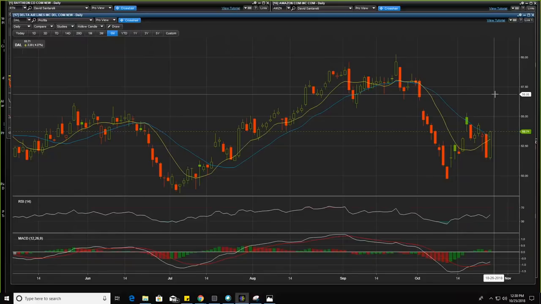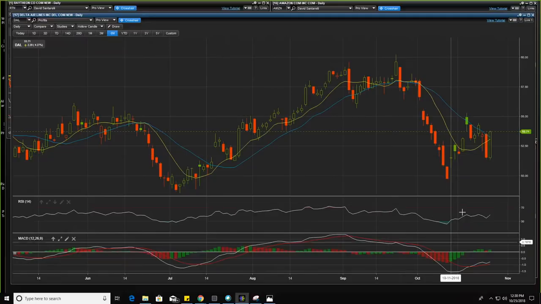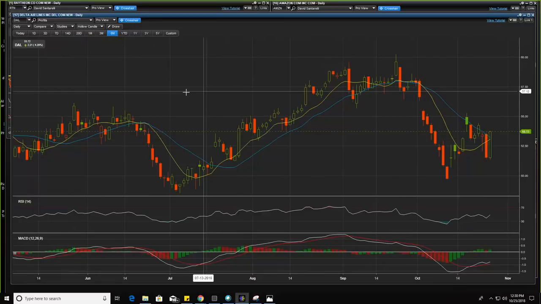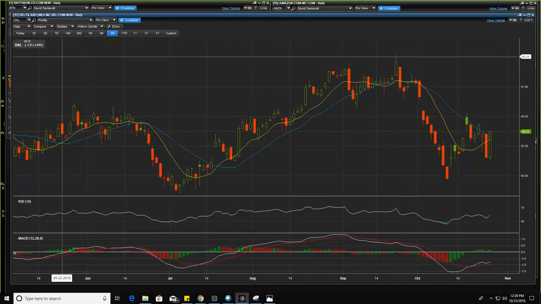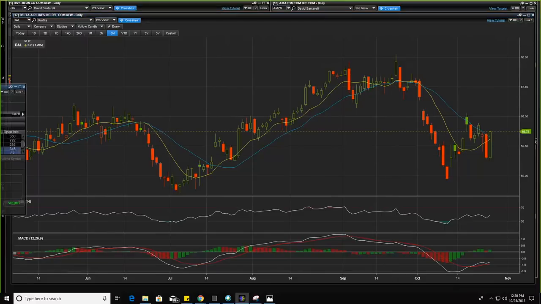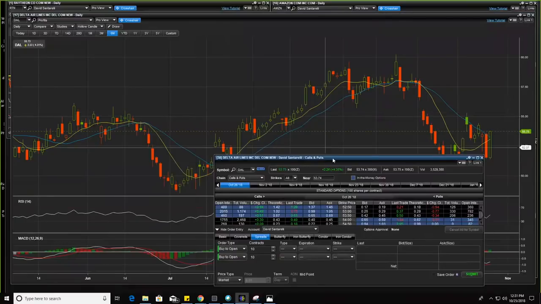Now let's analyze this fully, okay? These are the things you're looking for, guys. You have the rising RSI. You have the MACD crossover. You're seeing the patterns that simulate what the stock has done in the past and what it's likely to do. It's all about probability and numbers, guys. So let's take a look at Delta, DAL. So what are we looking for?